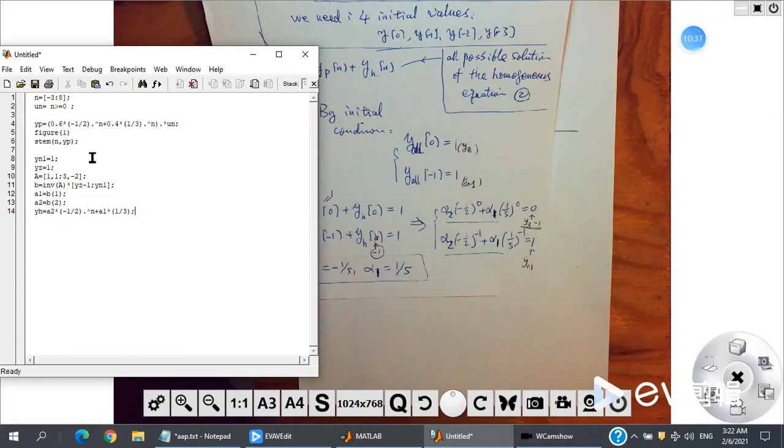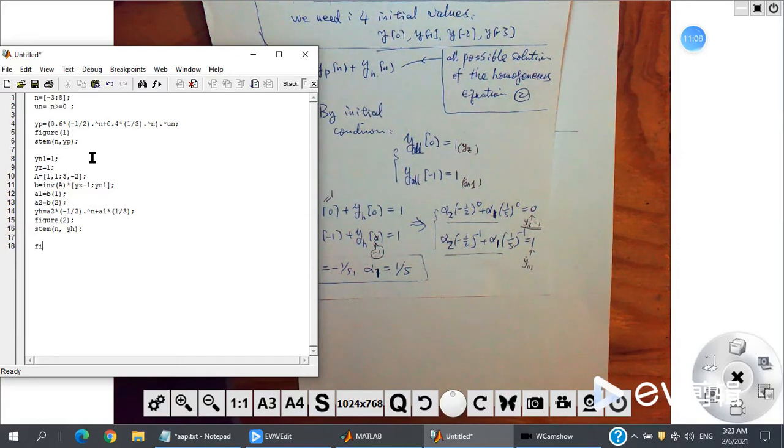Alright, now I can plot as a figure 2, not plot, a stem, which one? Stem N and YH. Okay, so this is the homogeneous solution. We can see what the homogeneous solution is. And finally, I need to add them together.